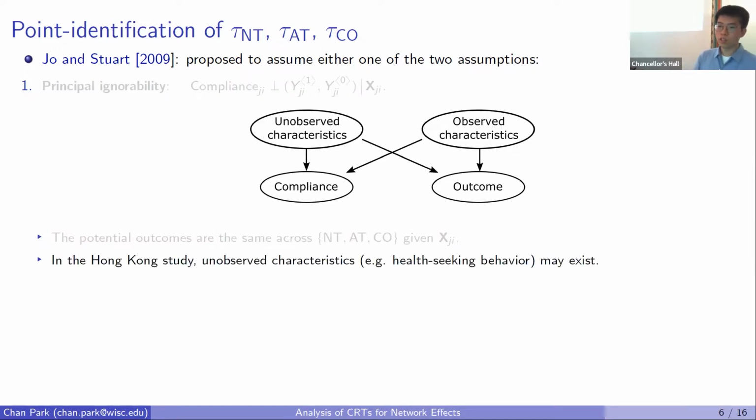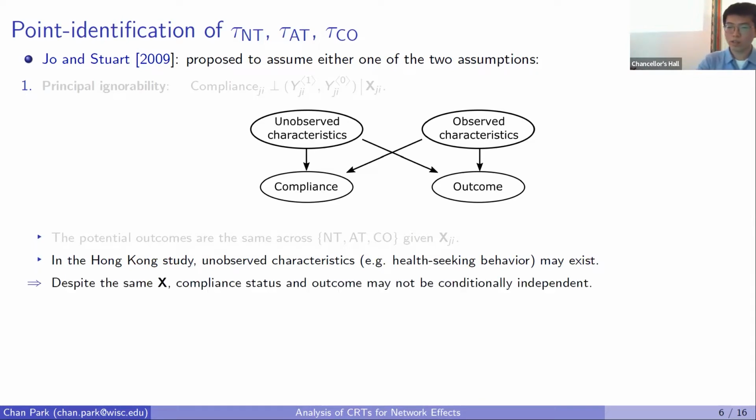However, in the Hong Kong study, unobserved characteristics such as health-seeking behavior may exist. Suppose that I have a twin brother who has exactly the same characteristics as mine. If I'm a health-seeking person, then I will wash my hands more frequently, whereas my brother is dirty, so he may not want to wash his hands. Then the probability of me being an always taker is higher, and as a result, my health status would be better than my brother's. So despite having the same characteristics, the compliance status and outcome may not be conditionally independent. So this assumption is not plausible.